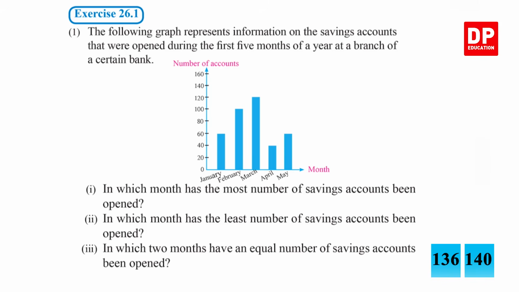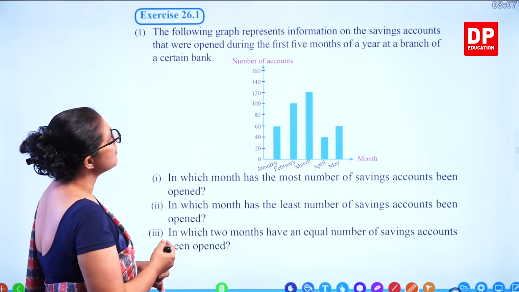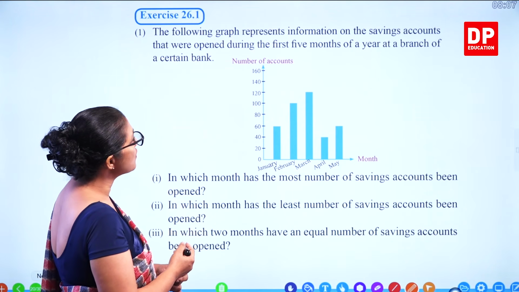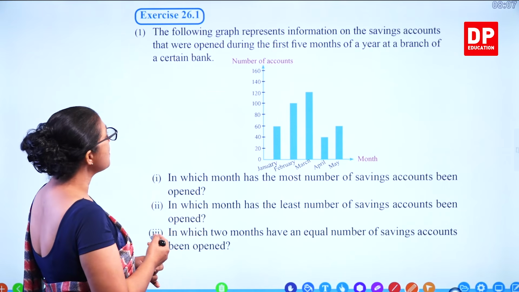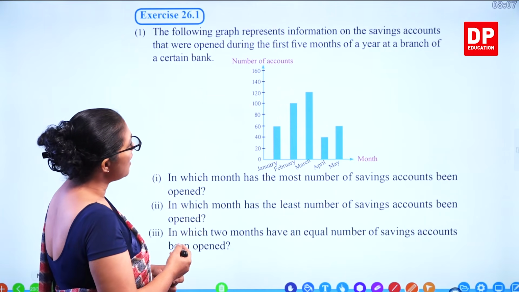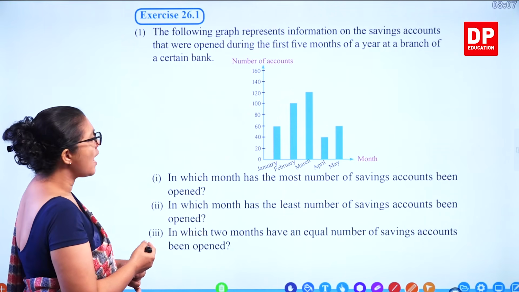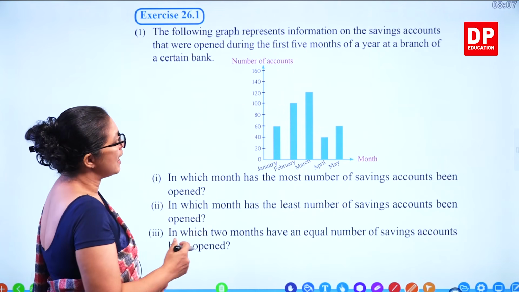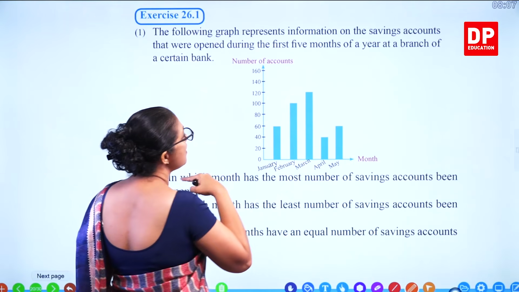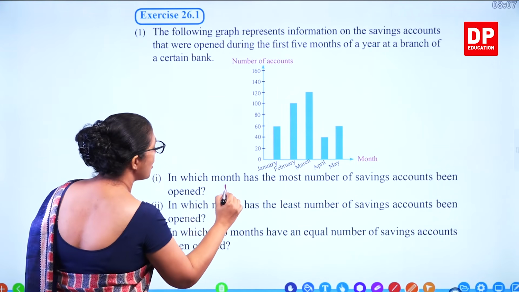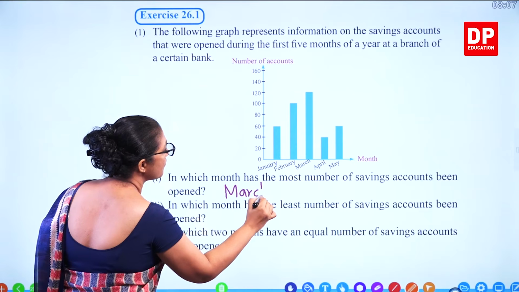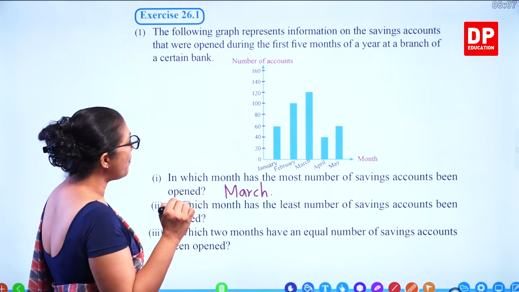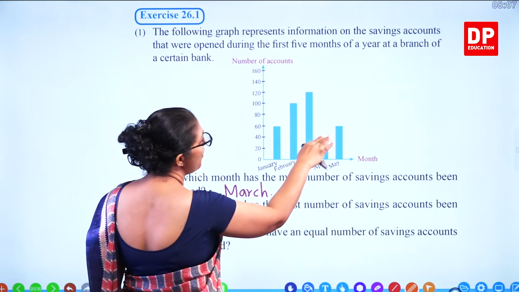Exercise 26.1. The following graph represents information on the savings accounts that were opened during the first 5 months of a year at a branch of a certain bank. Number of accounts and the month given. In which month has the most number of savings accounts been opened? At once we can see the highest bar is here in March. So that's March. In which month has the least number of savings accounts been opened? The lowest one is in April.